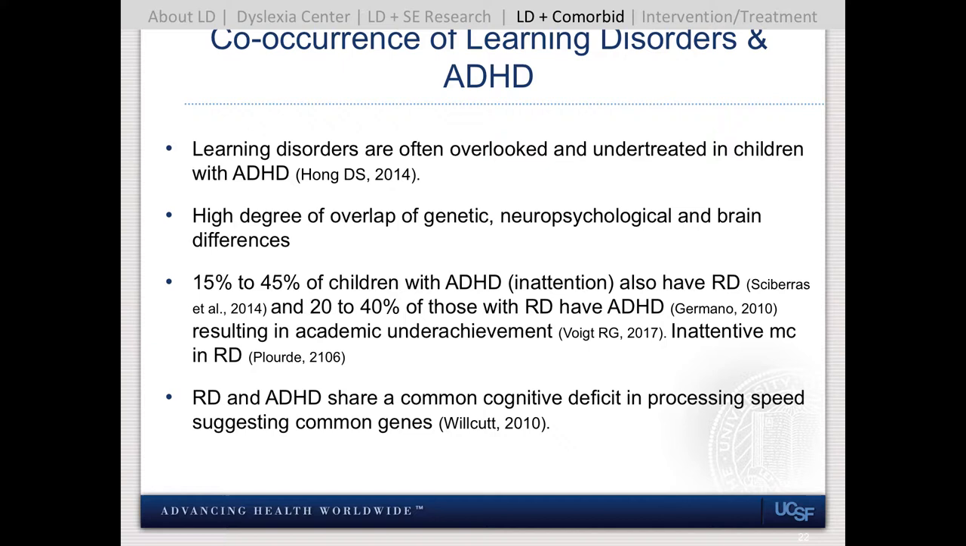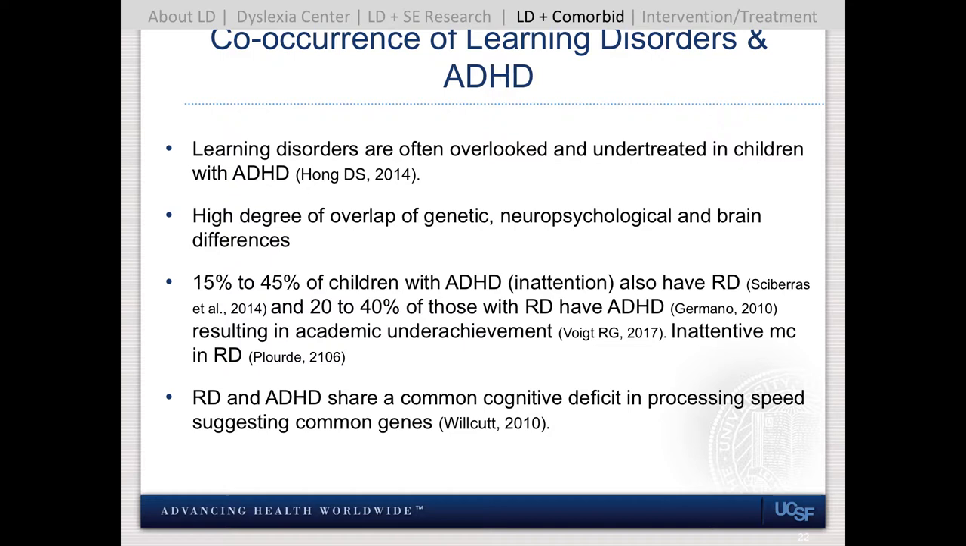So then when we think about LD and ADHD, and as I think Dr. Elliott's talk or workshop was pointing out, it's often difficult to separate these things. You see a certain amount of anxiety and ADHD and RD that are all kind of working together, and learning differences. But again, with ADHD, the learning disorders are often overlooked and undertreated. There's a high degree of overlap in genetic, neuropsychological, and brain differences between people that have reading disorders and have ADHD. A number of similarities, not for every single person, but for subgroups.